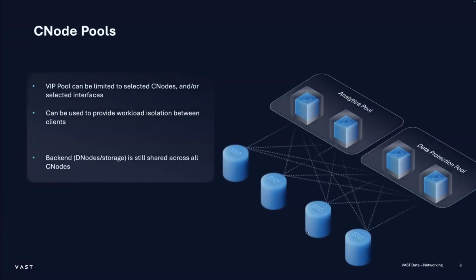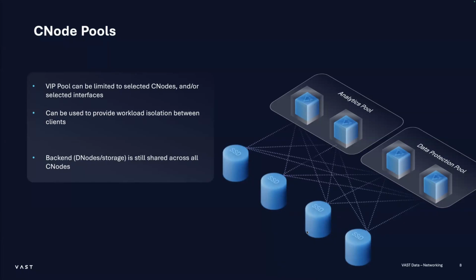So we do have options here to go through and do CNode pooling. What a CNode pool is that when we create our VIP addresses, we will limit which CNodes are used. Rather than saying all the CNodes, we'll say, hey, no, this VIP pool is only going to reside on this particular set of CNodes or this other particular set of CNodes. Why would you want to do this?